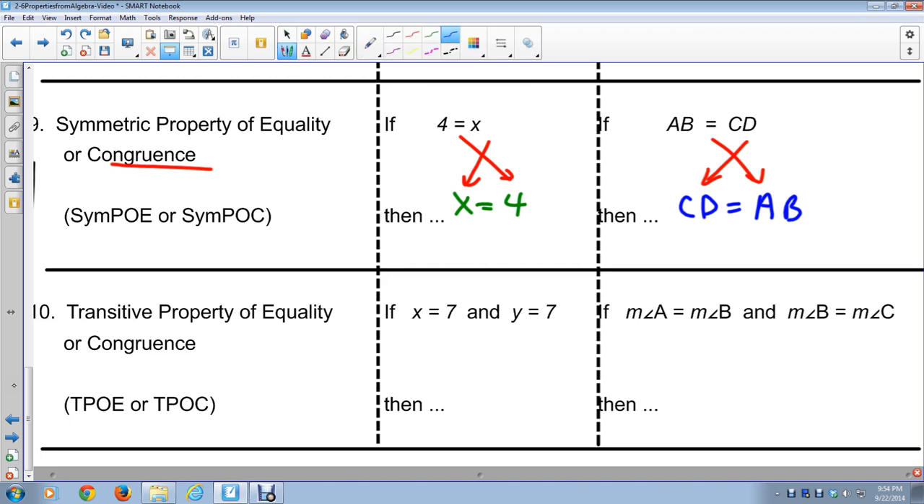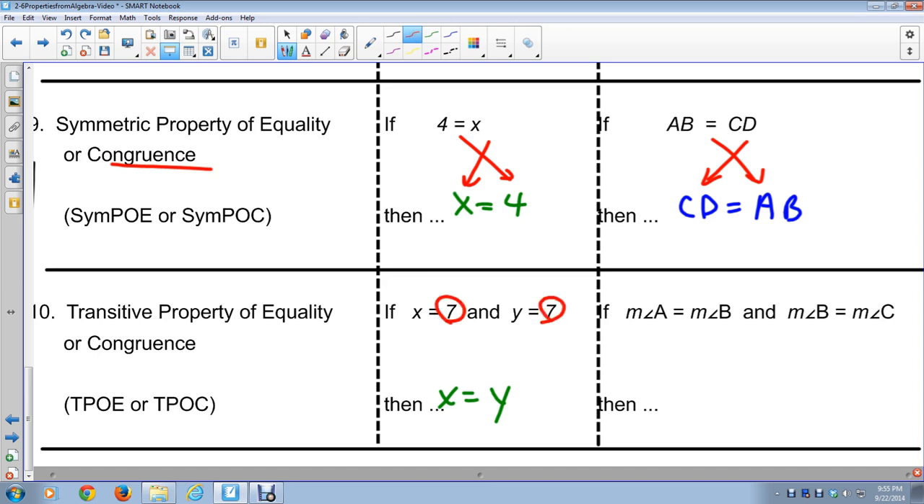Let me explain. If x is equal to 7 and y is equal to 7, before I write anything down, think to yourself, there's something that has to be true, because it just makes sense. We just said x is equal to 7 and y is equal to 7. What can you tell me about x and y? Hopefully you're seeing that x has to equal y because they're both equal to the same quantity of 7.